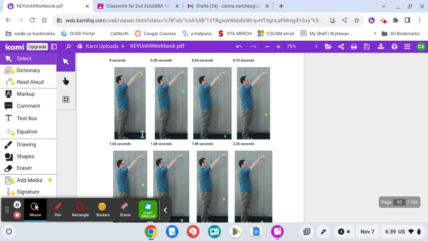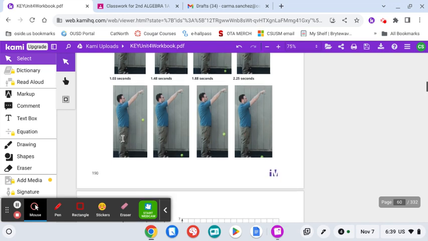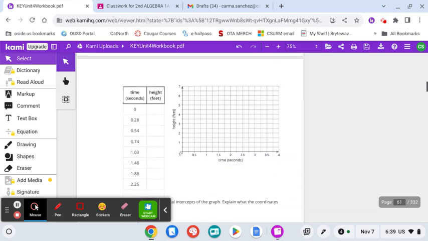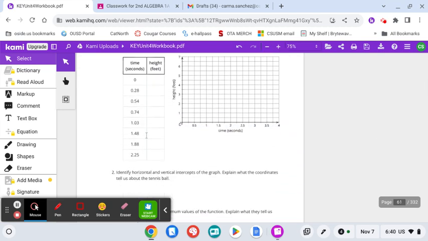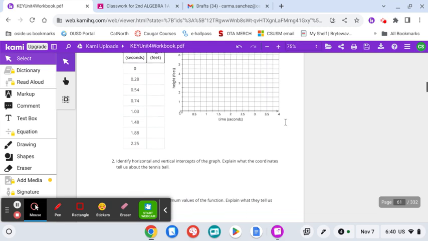So at 0 seconds, it's 1.03, 0.28, it's at 1.48. So you're picturing like here, down, bounce, up, here, bounce, up, etc. And so here we gave you these inputs. Go ahead and fill in the outputs from those pictures and then sketch your graph of the bounce. Identify the horizontal and vertical intercepts of the graph. What do you think those would represent?